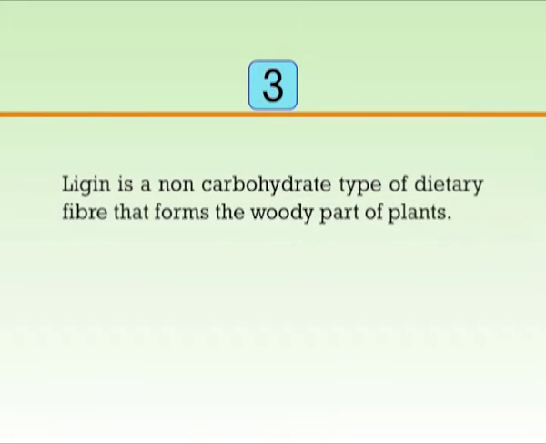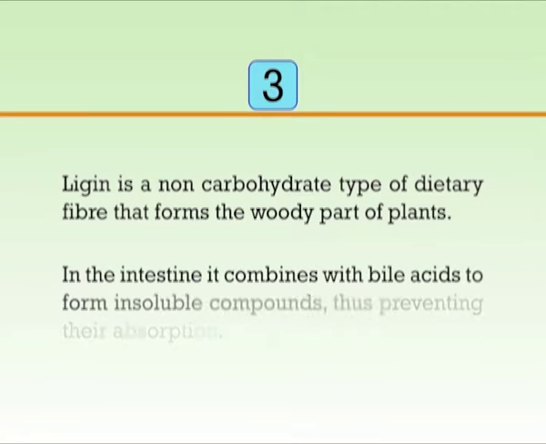Lignin. It is a non-carbohydrate type of dietary fiber that forms the woody part of plants. In the intestine, it combines with bile acid to form insoluble compounds, thus preventing their absorption. Now let's see the food sources of carbohydrates.